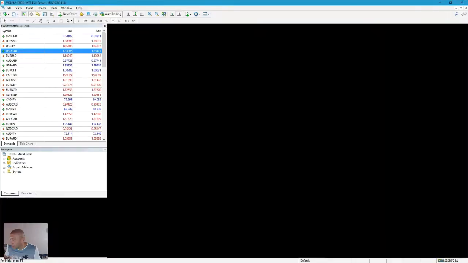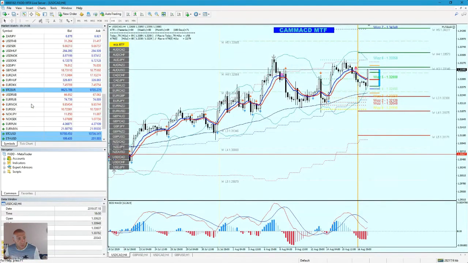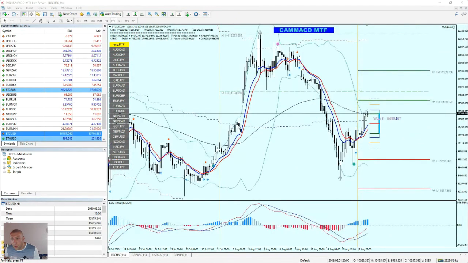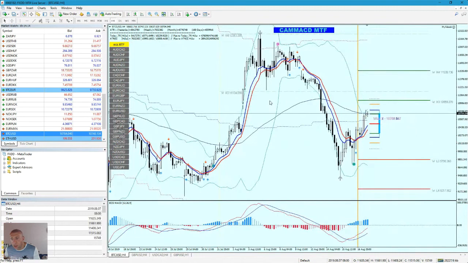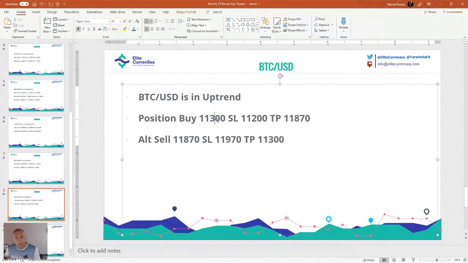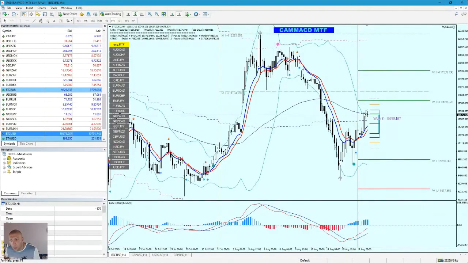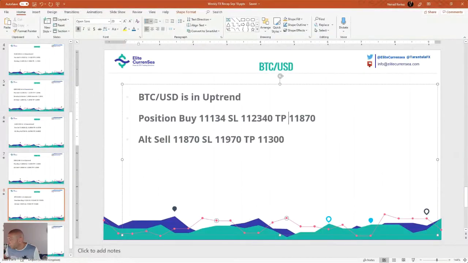Bitcoin dollar. Let's see, guys, Bitcoin dollar. This is flat. I would sell 11.134. Stop loss is 2.34. And for this, target should be 10. Yeah, 10.7. So no. Yeah, 10.76.